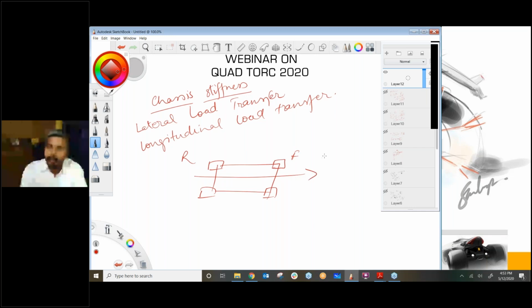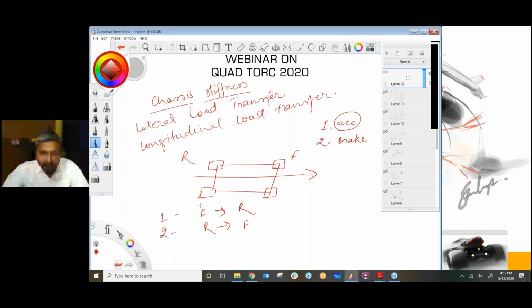So chassis stiffness is basically resistance to bending or twisting. So suppose this is your chassis. It's fixed over here, it's fixed over here too, and you are putting force over here on these 2 points. So how does it react to this particular condition? How does it perform here?